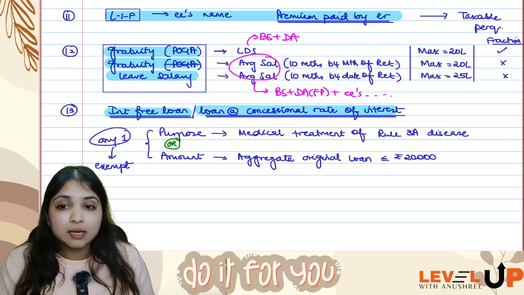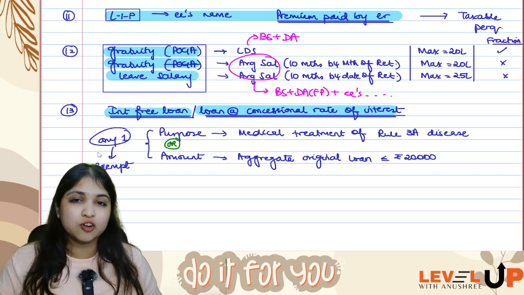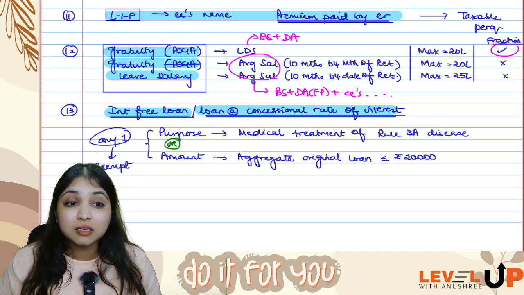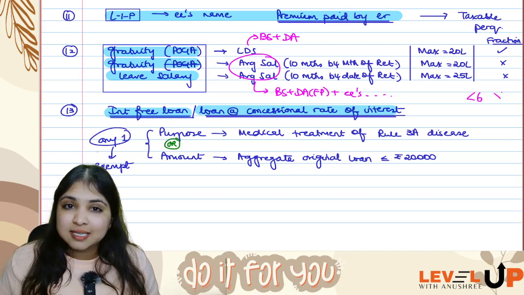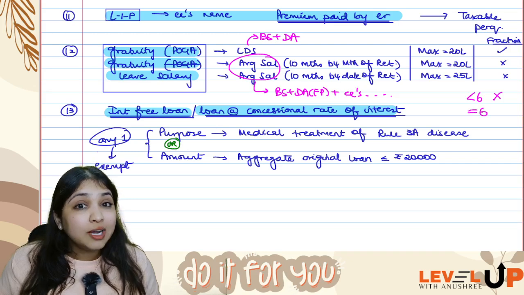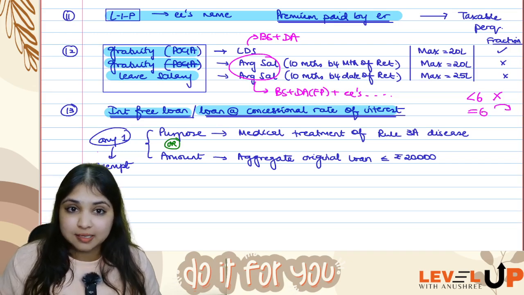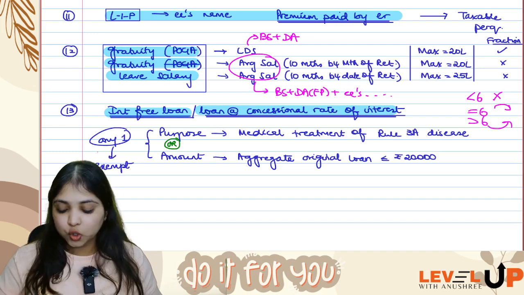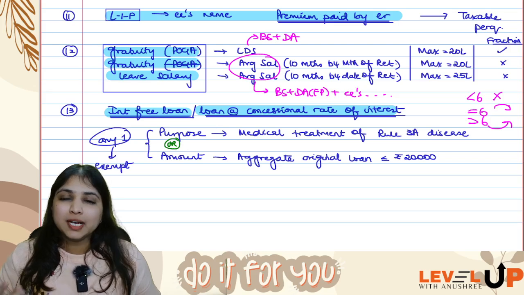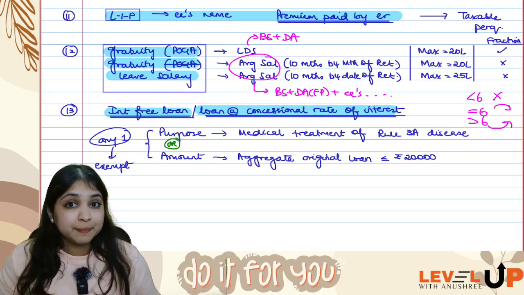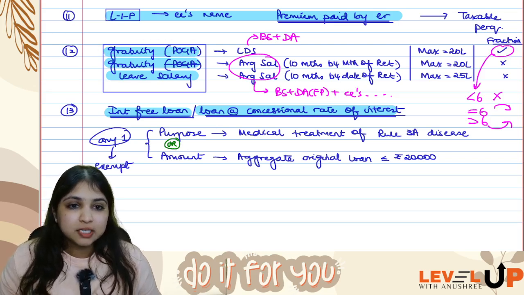When you're computing gratuity covered by POGA, alright, any fraction you have in the number of years, what will you do? Less than 6 months, you will ignore. Equal to 6 months, you will round off to the next number. More than 6 months also, you will round off to the next number. Understanding? So when you're computing gratuity covered by POGA, here alone you will consider the fraction.